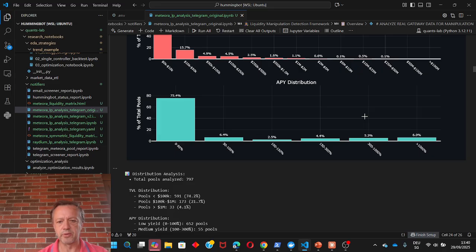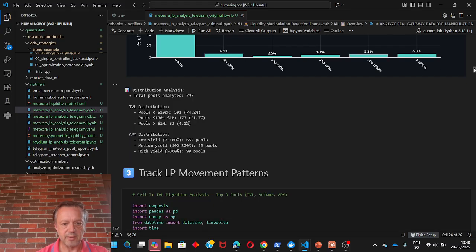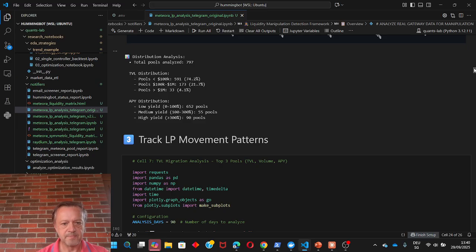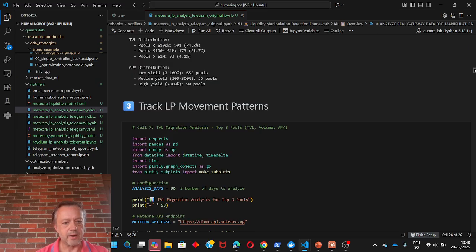And there is also a report with regards to the APY distribution. And with that, it comes as well a quick summary of the main findings of these snippets. The third part is going to be about tracking the liquidity provision movement patterns.